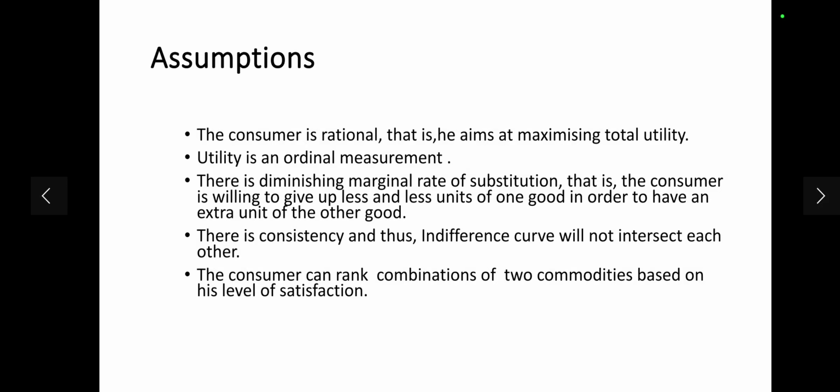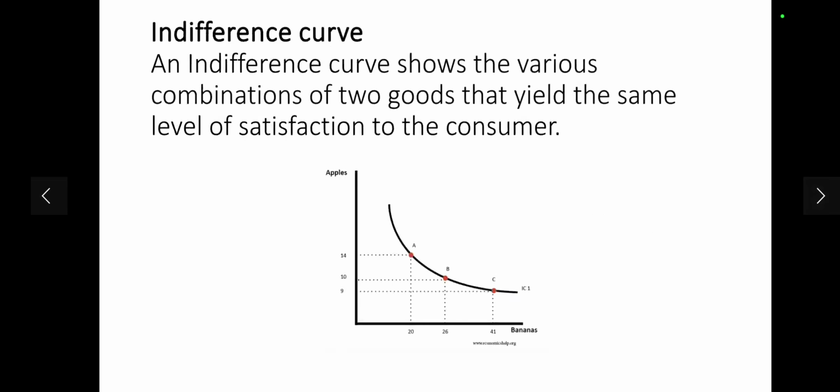Then we assume that there is diminishing marginal rate of substitution, which means that the consumer is willing to give up less and less of one good in order to get an extra unit of the other good. There's also the consistency principle, which we are going to come through again when we go through the diagrams. The consumer can also rank his preferences. That is, he will be able to see whether he is able to get a high level of satisfaction or a lower level of satisfaction.